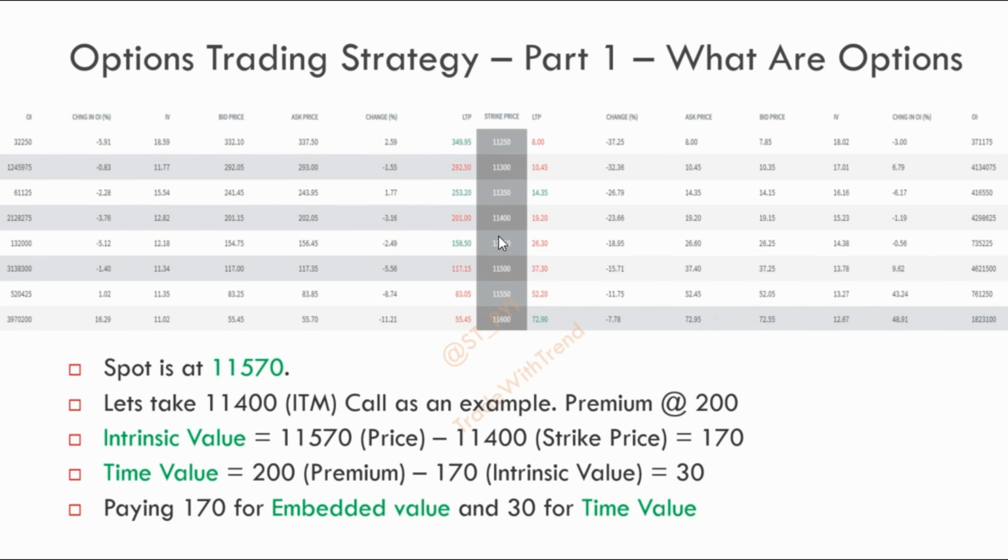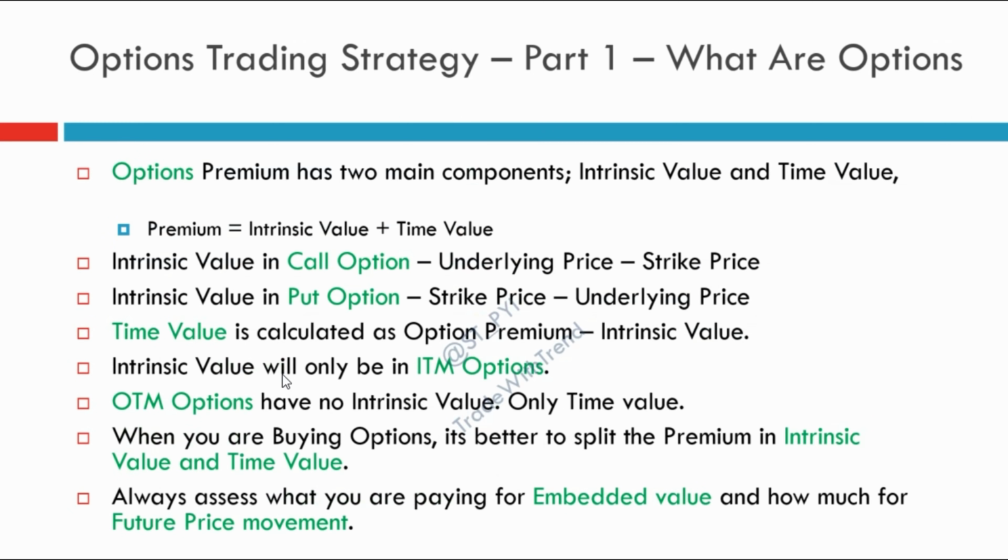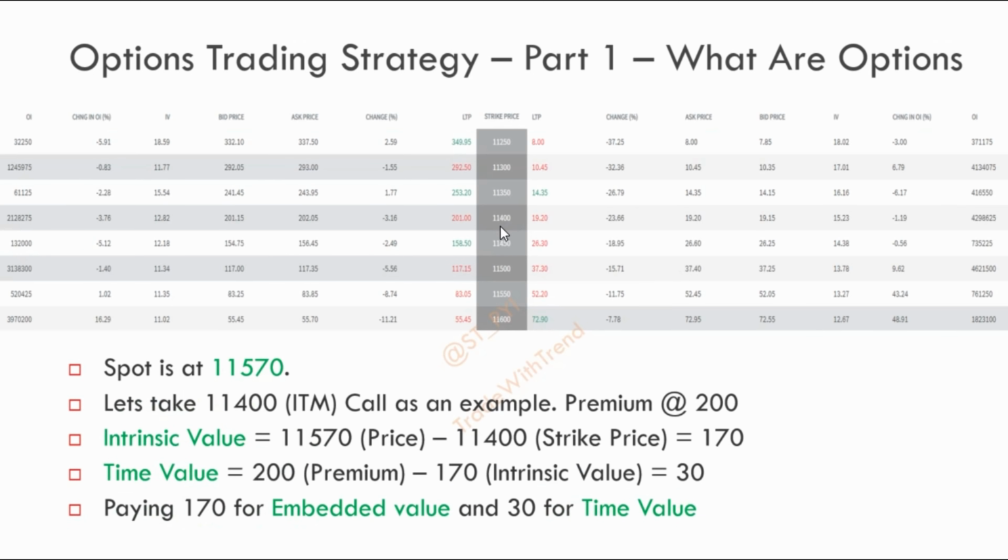So what is the underlying price here? It is the spot price, that is 11,570. And what is the strike price? It is 11,400. So for the intrinsic value, we subtract 11,570 minus 11,400. So the intrinsic value is 170, right?